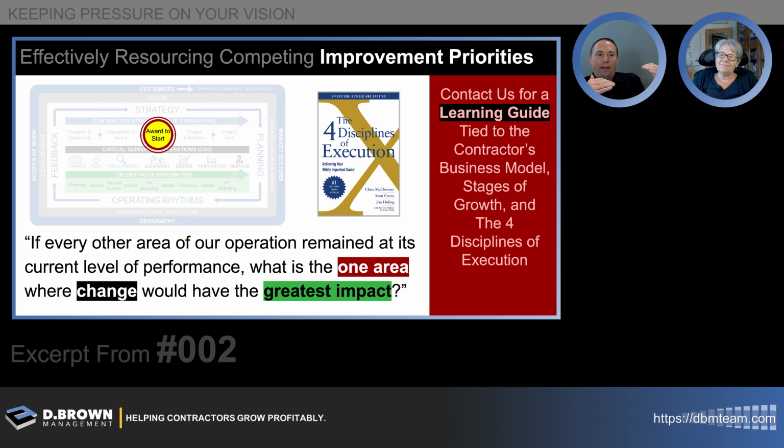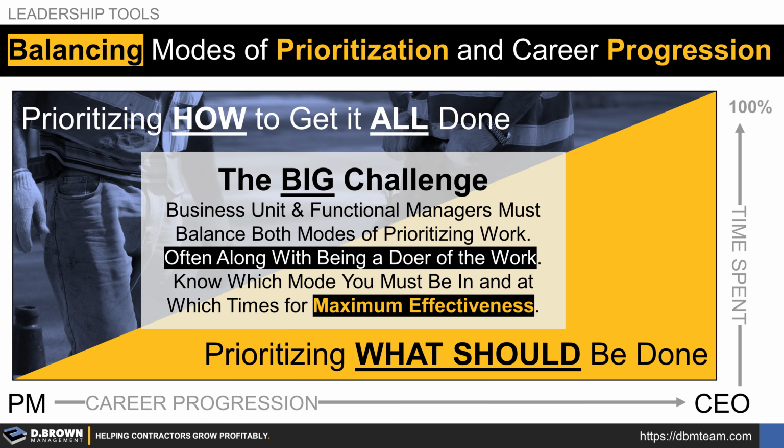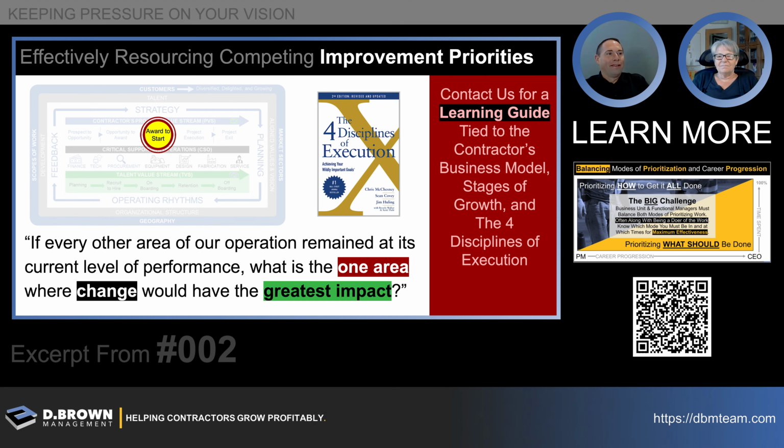you shift, and it's not about prioritizing how to get everything done. Your leadership shift is prioritizing what should get done, because you will never have all the resources required in the business to attack all improvements all at once. So it's, how do you effectively resource all the competing priorities? That's a subject for you and I to talk about in the future, because that's where we spend a lot of time.